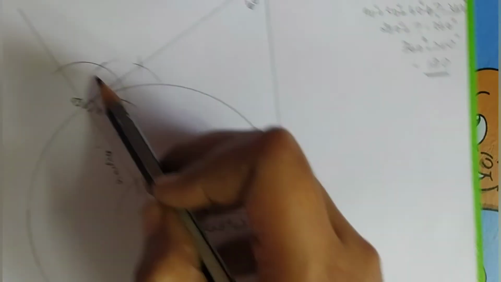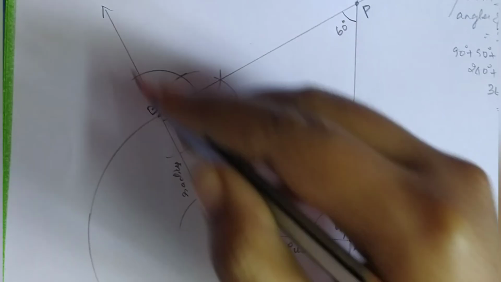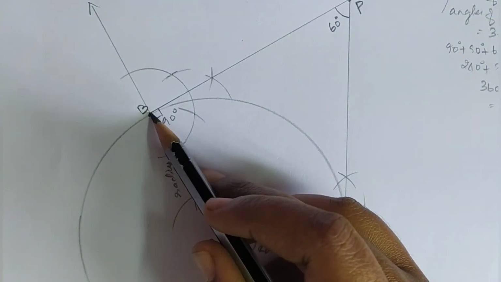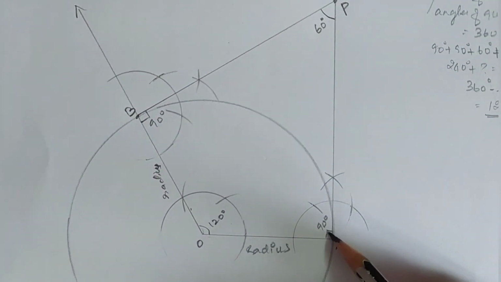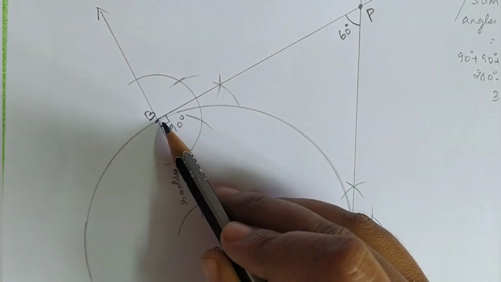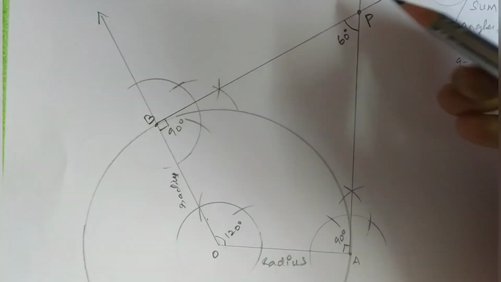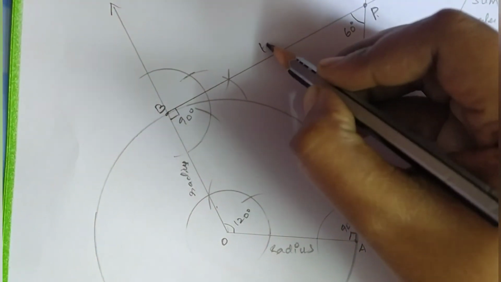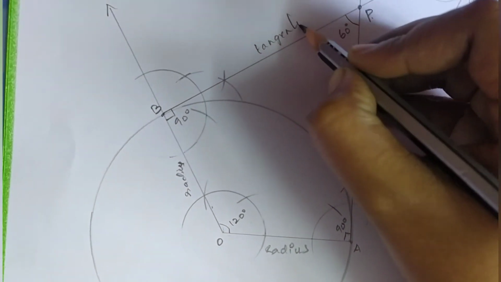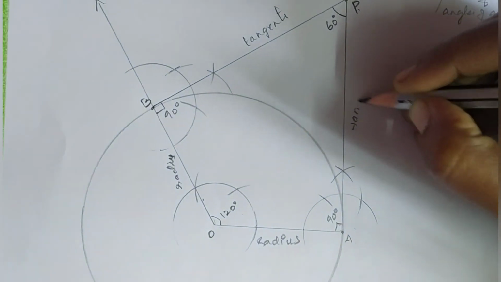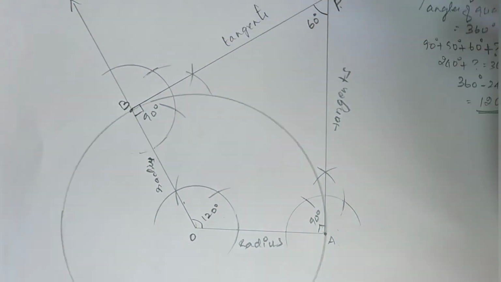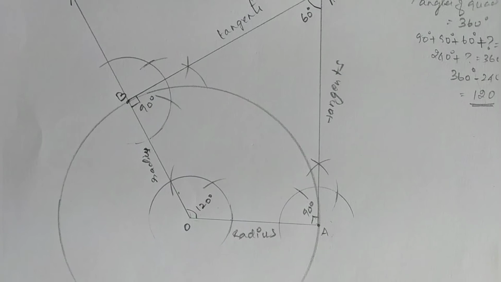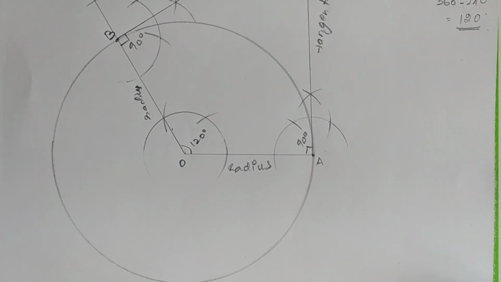Draw the line, and from this point construct 90 degree, and from here construct 90 degree. So this is the external point, and PA and PB are the tangents. Clear all of you? Is there any doubt? So now the justification.